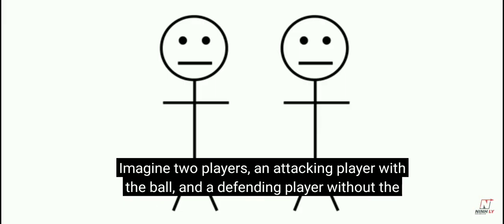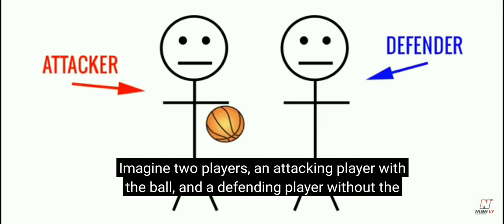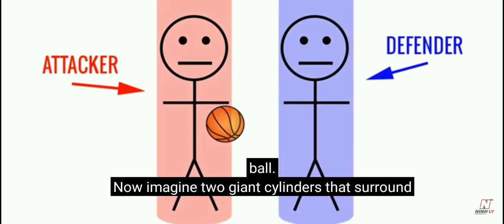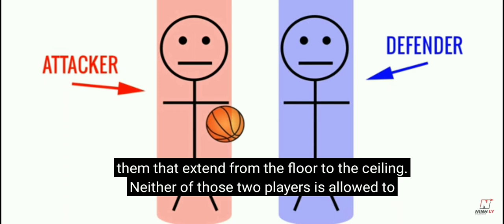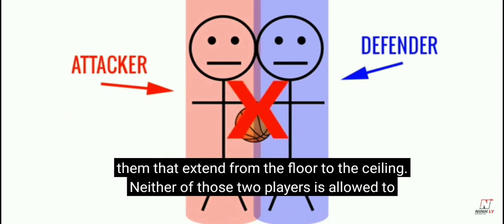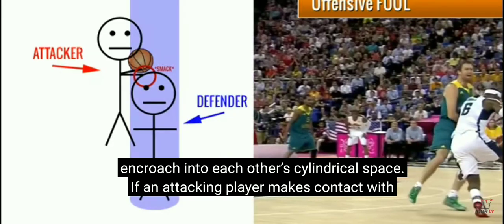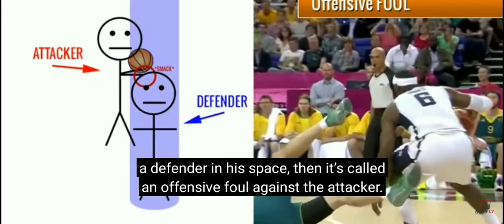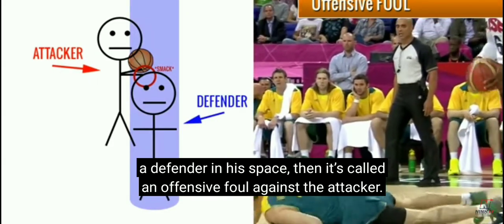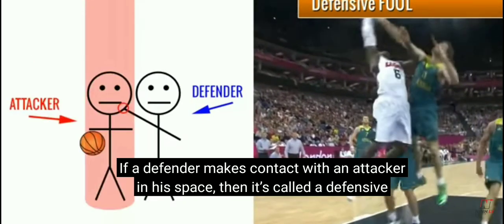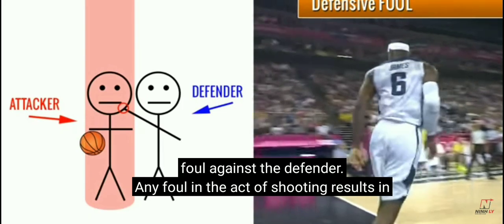Imagine 2 players, an attacking player with the ball, and a defending player without the ball. Now imagine 2 giant cylinders that surround them that extend from the floor to the ceiling. Neither of these 2 players is allowed to encroach in each other's cylindrical space. If an attacking player makes contact with a defender in his space, then it's called an offensive foul against the attacker. If a defender makes contact with an attacker in his space, then it's called a defensive foul against the defender.